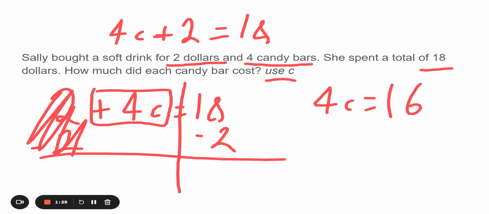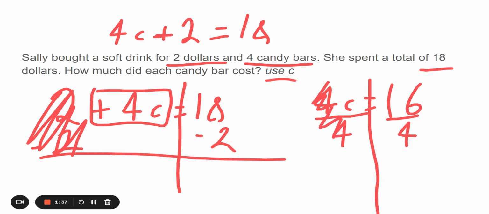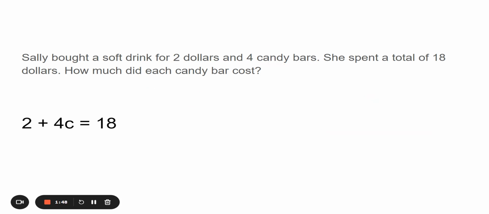So now I have 4 times C equals 16. I'm going to divide because I already have 4 times C. So instead, I'm going to divide. This is going to cancel out, and C is left by itself. 16 divided by 4 is 4. Man, this is too easy. Maybe I should teach kindergarten because this is light work.